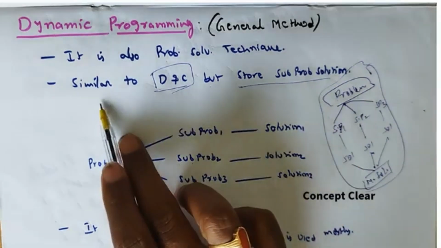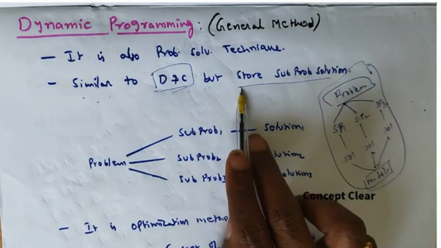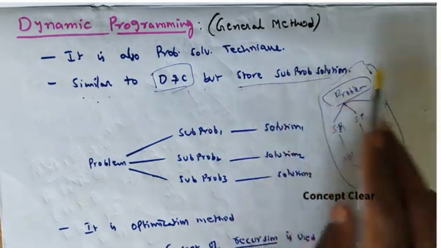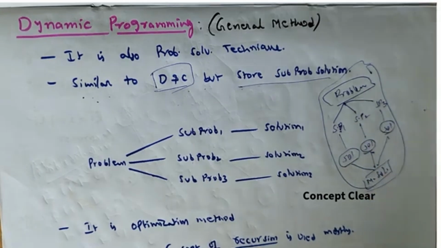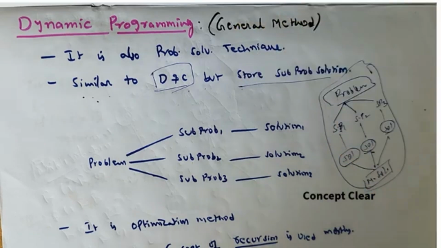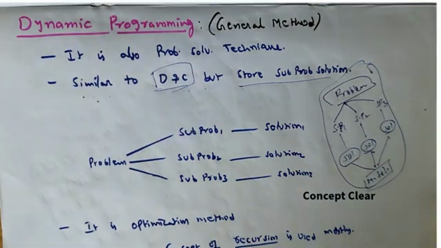Here, what does dynamic programming mean? Dynamic programming is similar to the divide and conquer rule, but it stores the sub-problem solutions. Whatever the sub-problem solution is, it will be stored in a memory location in dynamic programming. That is the difference between dynamic programming and divide and conquer.